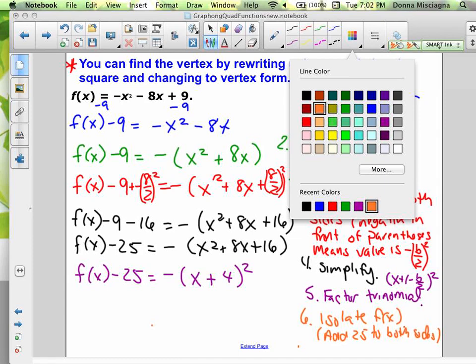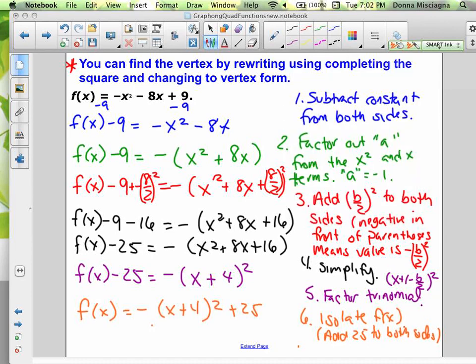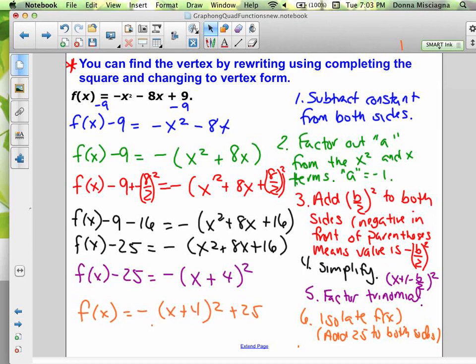All right, so our last step is simply to isolate the f of x by adding 25 to both sides. So f of x equals negative x plus 4 all squared plus 25. Now the box goes away. All right, and now we have our equation in standard form. So I said, see if you can see the terms from the vertex just popping up. And now they've all popped up, haven't they?